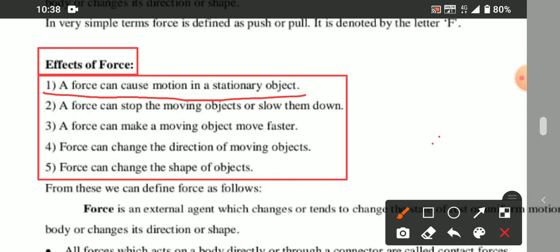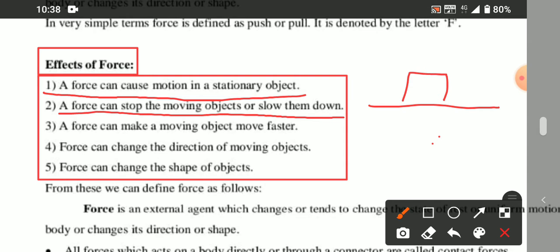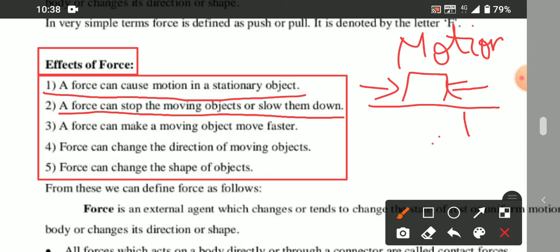Now the second point is: a force can stop moving objects or slow them down. Here is an object. It is in motion, which means it is moving at a speed. To this side the object is moving. If we apply force to the opposite side, the object may stop. That is the meaning of the second point.